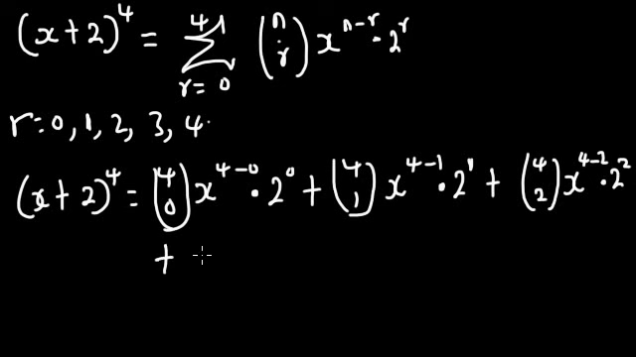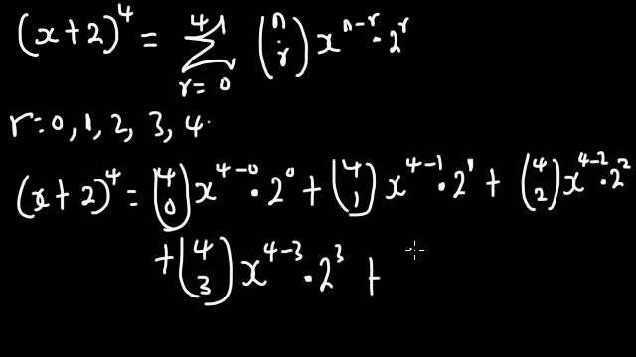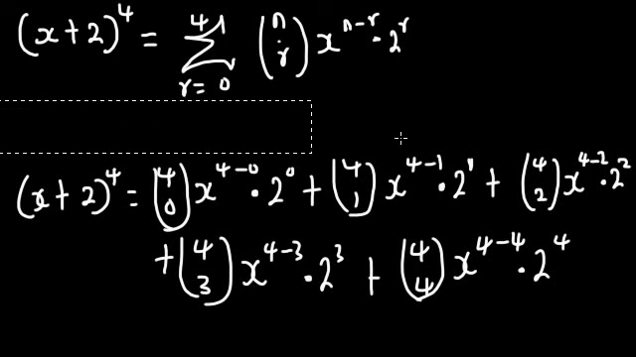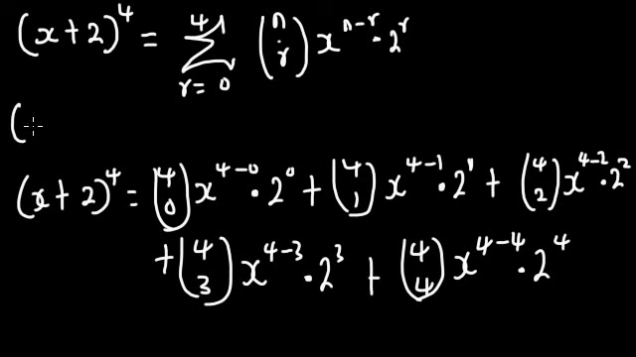Then for the next term, we have plus, when r is 3, 4 combination 3, multiplied by x to the power of 4 minus 3, again multiplied by 2 to the power of 3. And for the last term, when r is 4, we have 4 combination 4, multiplied by x to the power of 4 minus 4, then multiplied by 2 to the power of 4. So this is the expansion. The next thing is to simplify it. So you have to understand what a combination is in excess. 4 combination 0. So what does it mean in excess? Here's what you need to know.